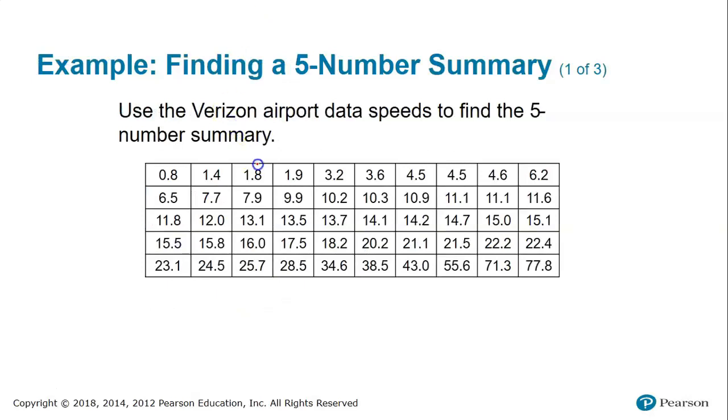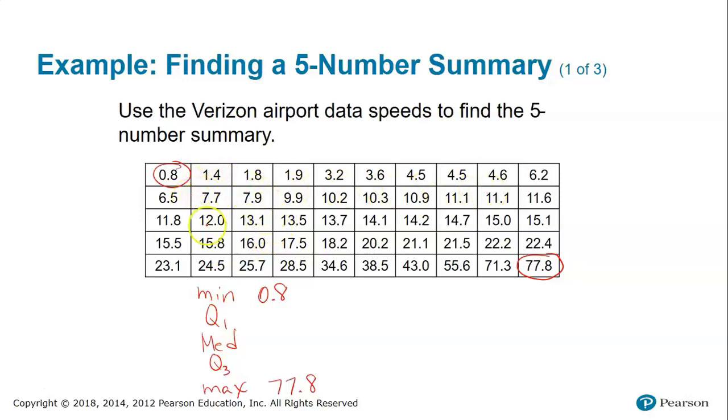Okay, so if we want to look at this data set here and find the 5-number summary, we just said our 5-number summary is the minimum, the first quartile, the median, the third quartile, and the maximum. These again need to be in order. So we can pretty clearly see the minimum is going to be 0.8. The maximum is 77.8. Okay, the median we know is the middle 2 values because this is a data set of 50, so we need to find the average of our middle 2 values.